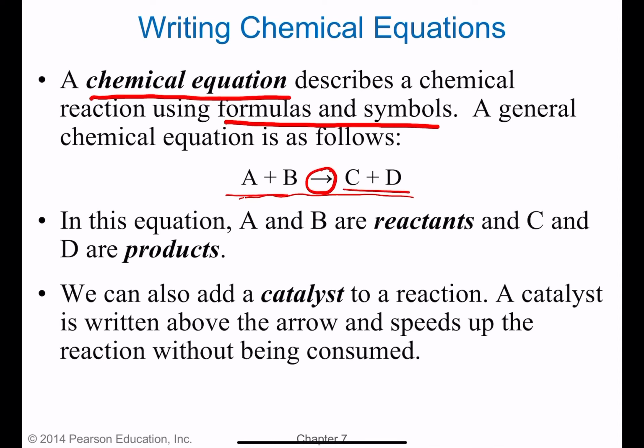The A and the B are known as reactants. Whatever's on the left side of the arrow, we call reactants. And whatever is on the right side of the arrow, we call products.